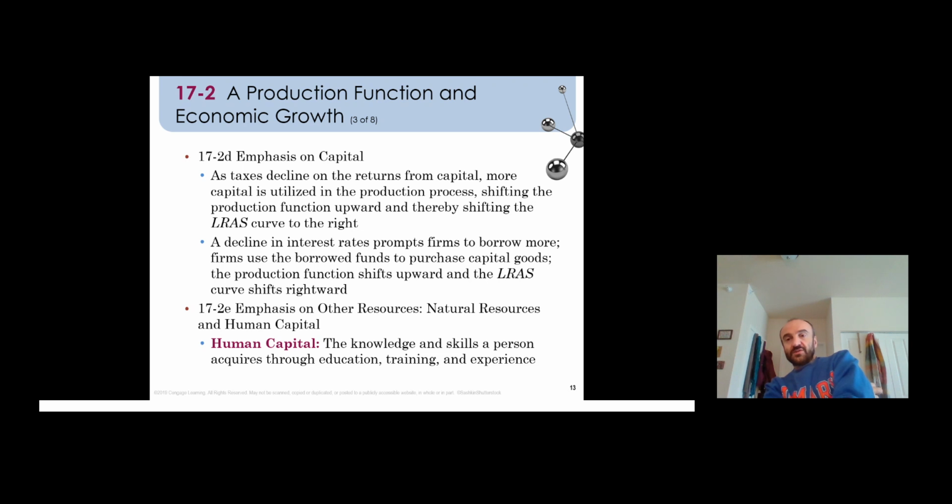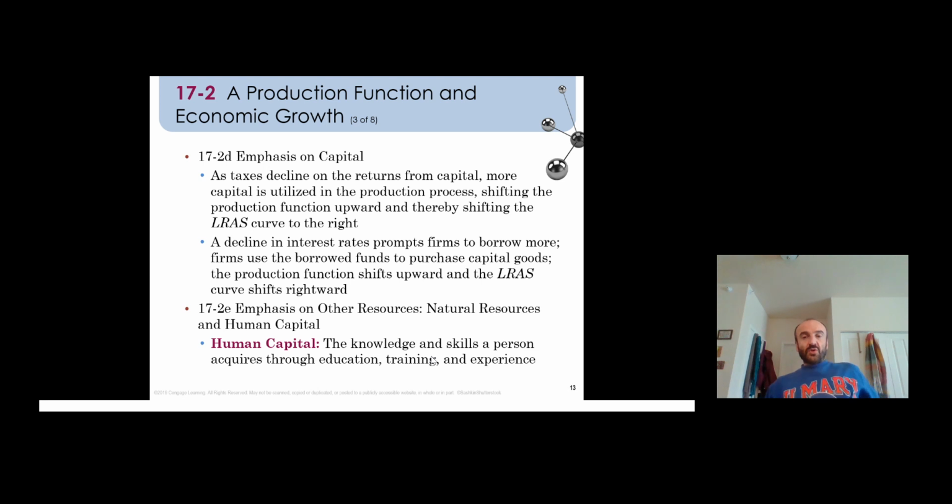So a decline in interest rates that is derived from a higher savings rate can increase the supply of capital, and also an increase in foreign investment can increase the supply of capital. There are other factors that can influence the production function curve. That's natural resources and human capital.